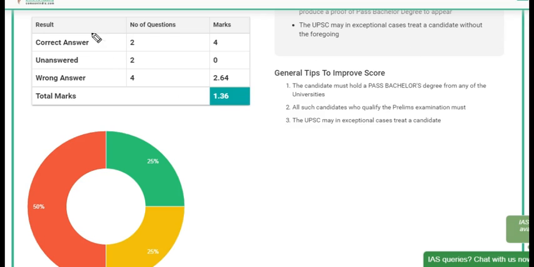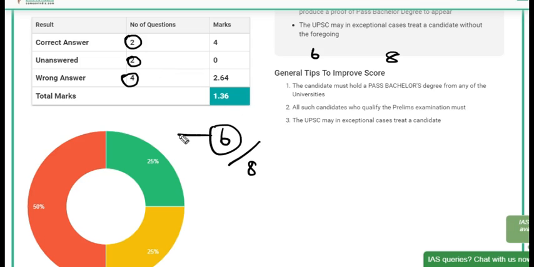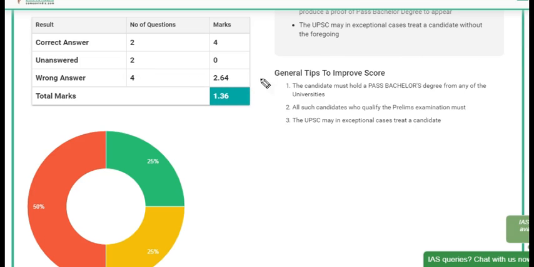After that, the software will tell you out of 8 questions how many are correct, how many are wrong answers, and how many are unanswered. So out of 8, 6 have been attempted. Out of 6, 2 are correct, 4 are wrong. The final total marks will be given at the end after deducting the negative marks. So 1.36 is the mark received by the student.